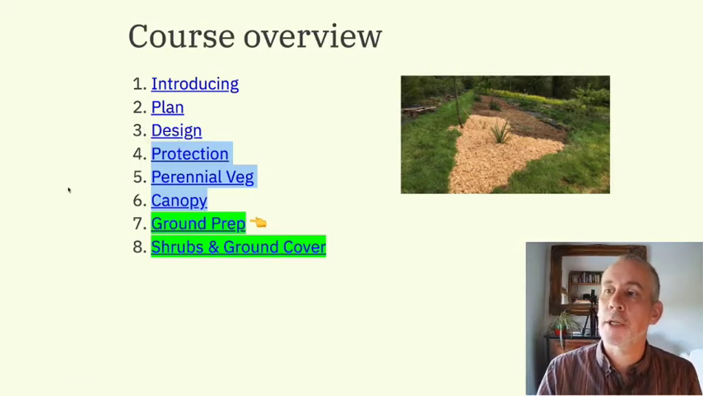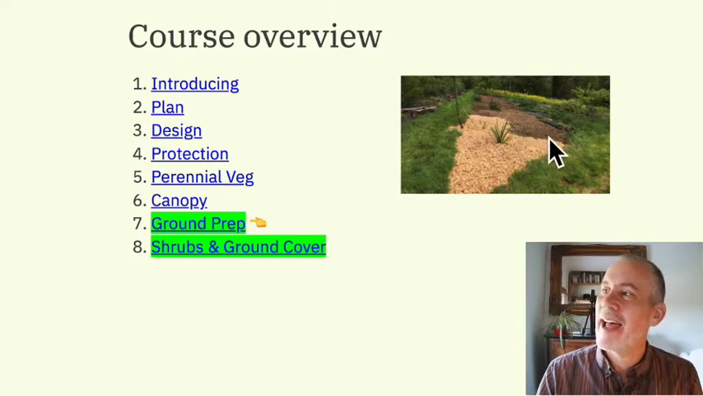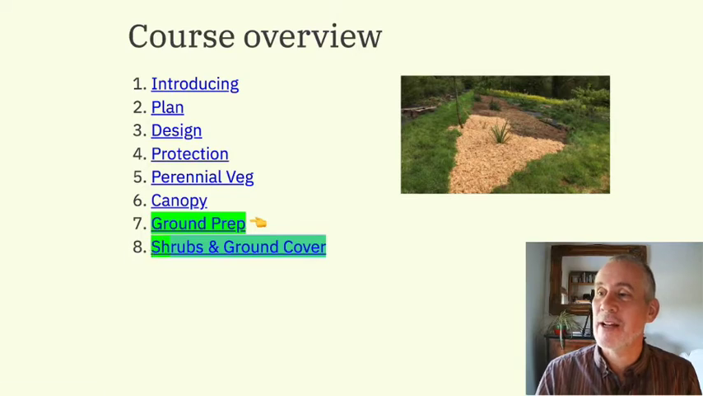And then the final section is this one here. This is finishing off the first stages of the forest garden. So the ground preparation is clearing the ground and putting shrubs in and planting out ground cover, and also looking at the paths here. And then the final lecture will be shrubs and ground cover, which is pretty much what it says.